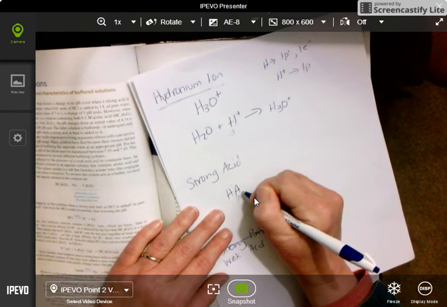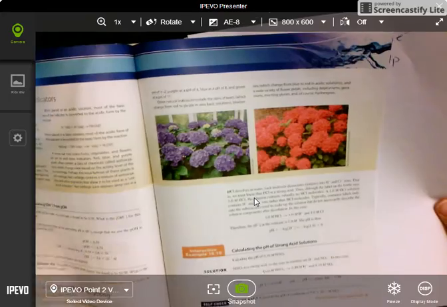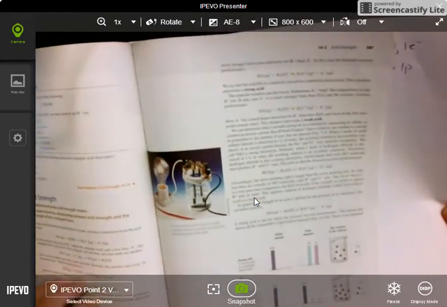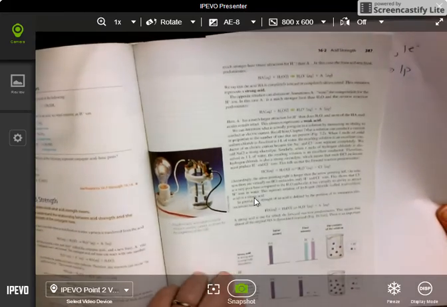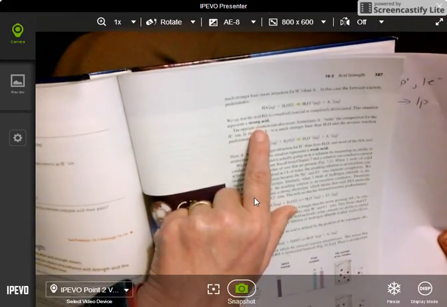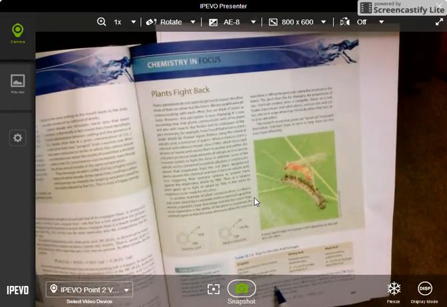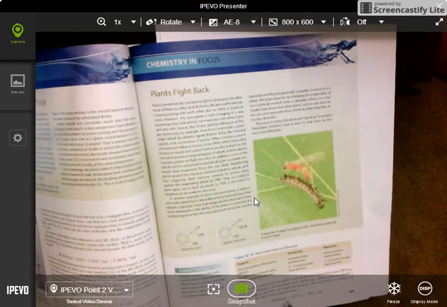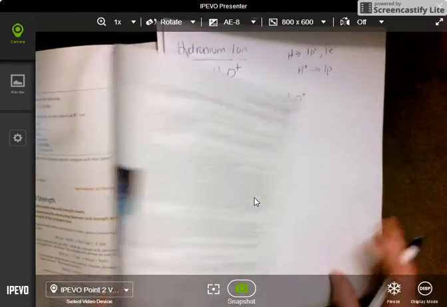I think they gave some examples of your strong acids. I don't think you have to memorize those. Let me see if I can find them for you. I think they gave you a list somewhere. There we go. It just talks about common strong acids: sulfuric acid, hydrochloric acid, nitric acid, and perchloric acid. I'm at the bottom of 389. I don't remember thinking that you had to memorize those. If that's true, I'll let you know.